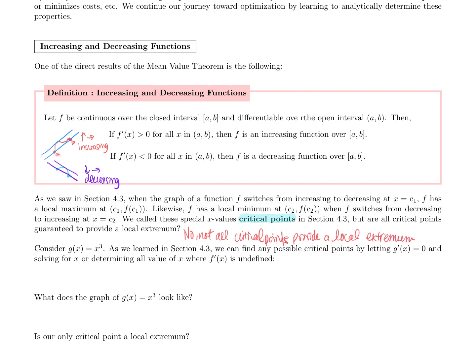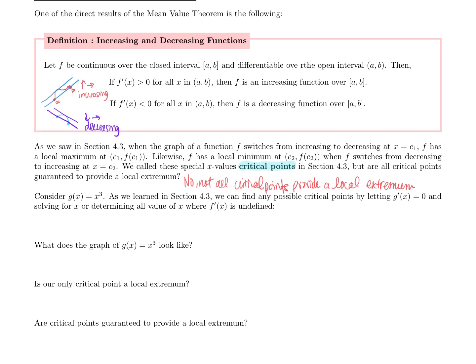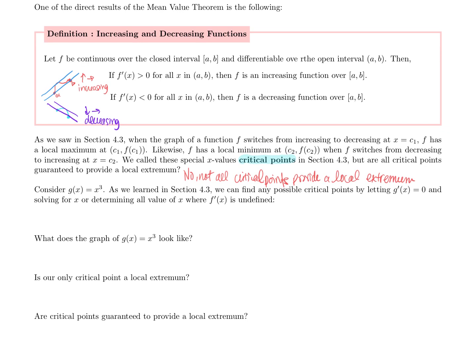So if we consider the graph of g of x equals x cubed, we'll start there. As we learned in section 4.3, we can find any possible critical points by setting g prime of x to 0 and solving for x to determine what values of x show us where g prime of x is either 0 or undefined.